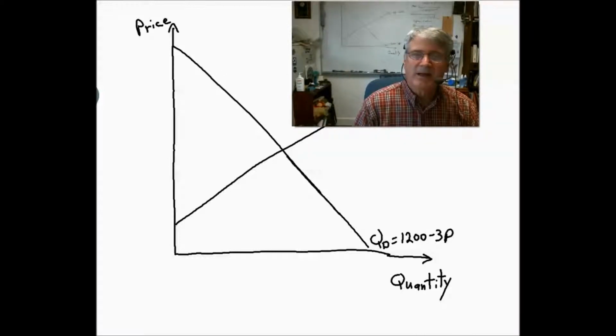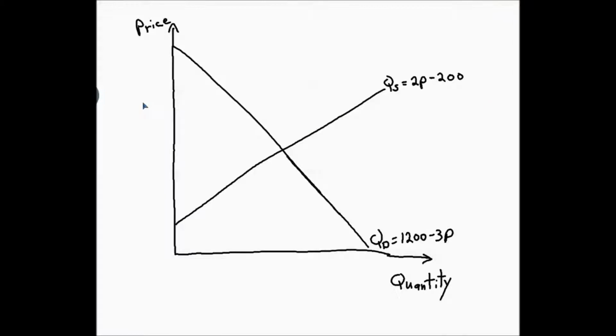Okay, let's begin. The first thing to do is to find the equilibrium price, and that's easy enough. Equilibrium price is just where the quantity demanded equals the quantity supplied. So solving for the equilibrium price, I set 2p minus 200 equals 1200 minus 3p, and that gives me 1400 divided by 5. So I get an equilibrium price of 280.